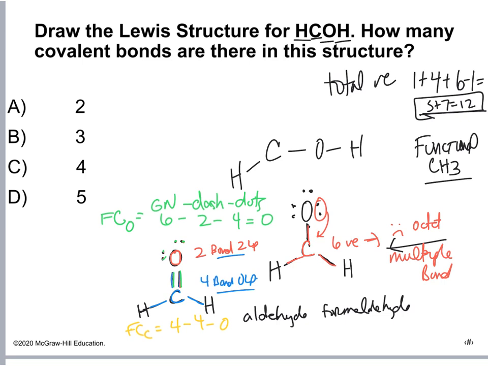And so, draw the Lewis structure. How many covalent bonds are in the structure? So when you get the correct Lewis structure, which is always going to be the one with the least number of formal charges on your atoms, 1, 2, 3, 4. The answer is 4.